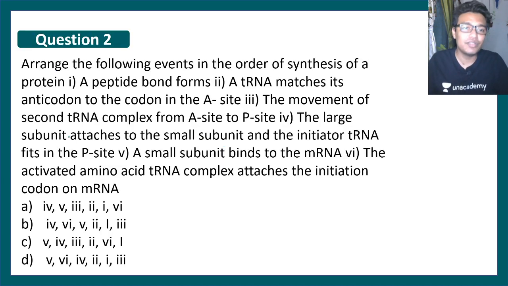Okay, next question says, arrange the following events in the order of synthesis of proteins. Peptide bond forms. A tRNA matches its anticodon to the codon of the A site. The movement of the second tRNA complex from the A site to the P site. The large subunit approaches the small subunit and the initiator tRNA fits into the P site. A small subunit binds to the mRNA. The activated amino acid tRNA complex attaches to the initiation codon of the mRNA.